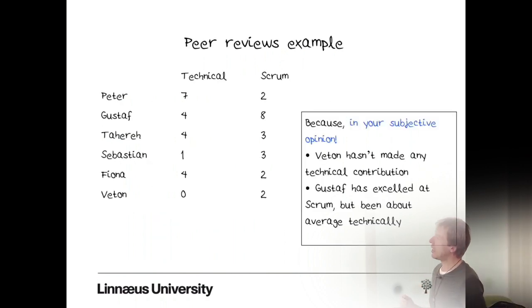To give an example of this, say that you're on a team with six other people, Peter, Gustav, etc. After one iteration, you feel that Peter really contributed essentially one third of the technical work in this iteration. So you give him seven out of your 20 virtual dollars in the technical dimension. And you feel like Vetton didn't do anything from a technical perspective. He did what he was supposed to do to make sure that the Scrum process was followed, but technically he didn't do anything at all. This is your subjective opinion, that he hasn't made any technical contribution. And you know what? We take all these subjective opinions together, just like rating systems on eBay or Amazon. With enough data, it tends to be pretty accurate.